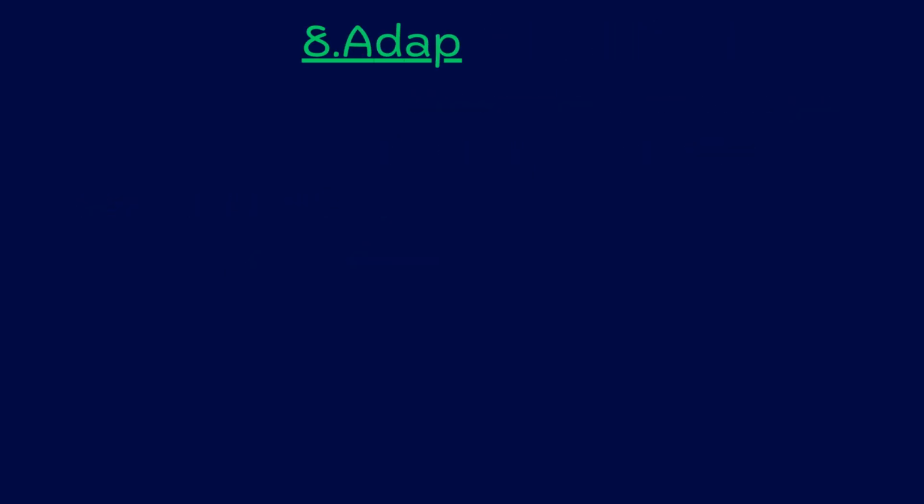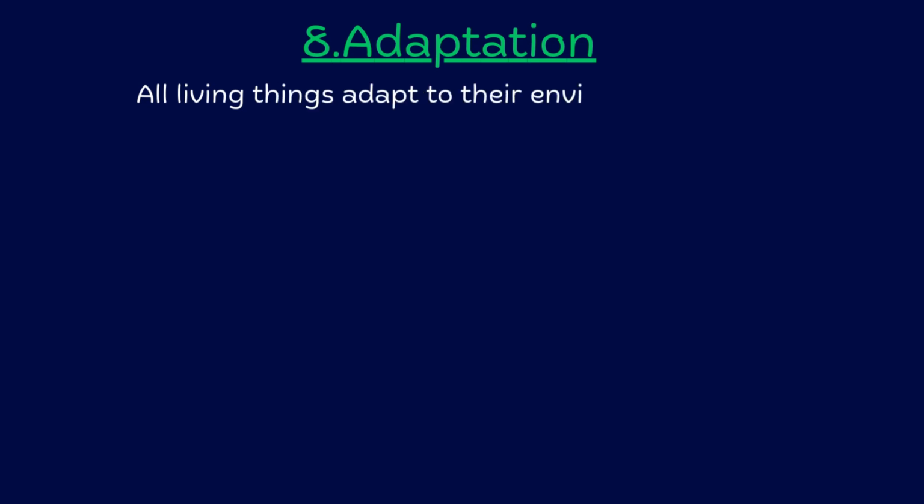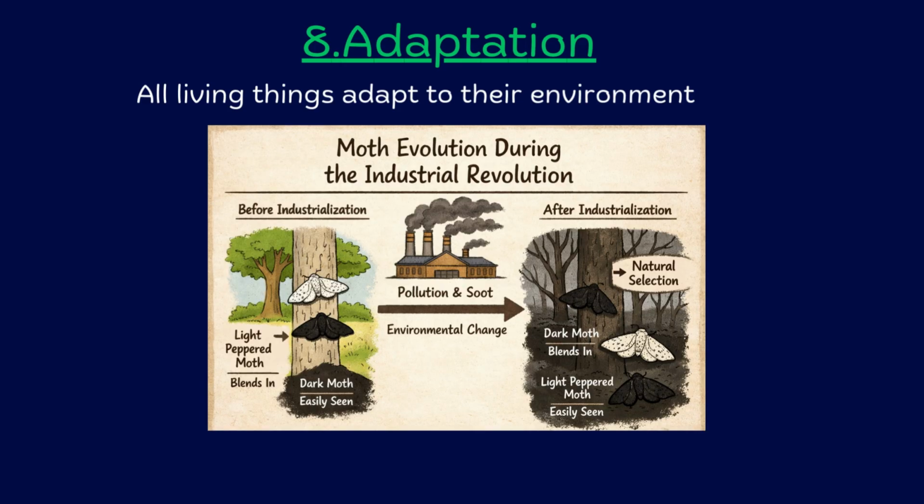Finally, let's look at adaptation. Adaptation is the process where organisms develop traits that help them live and reproduce in specific conditions. A classic example is the peppered moth during the Industrial Revolution. Before pollution, most moths were light-colored and could blend in with trees, avoiding predators. But when soot darkened the trees, the light moths became easy prey. Over time, dark-colored moths became more common because they were better camouflaged. This change helped the species survive in a new environment.